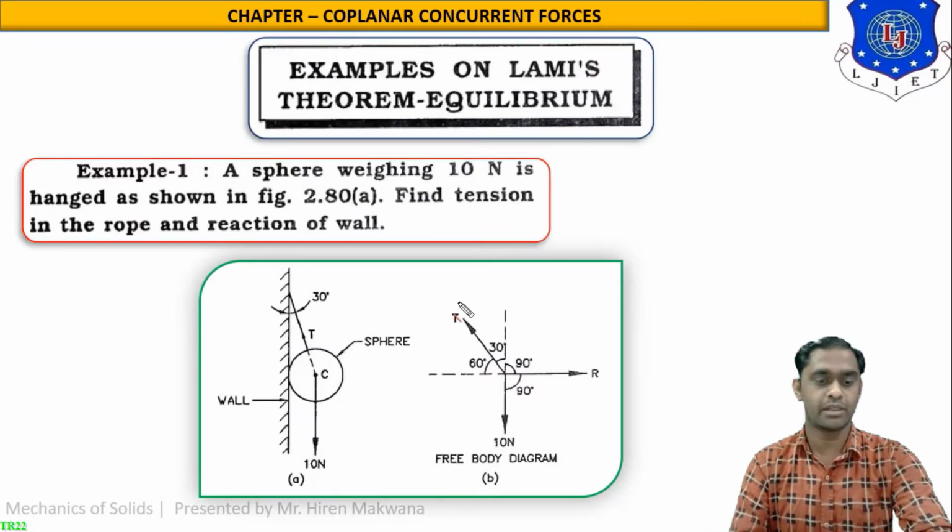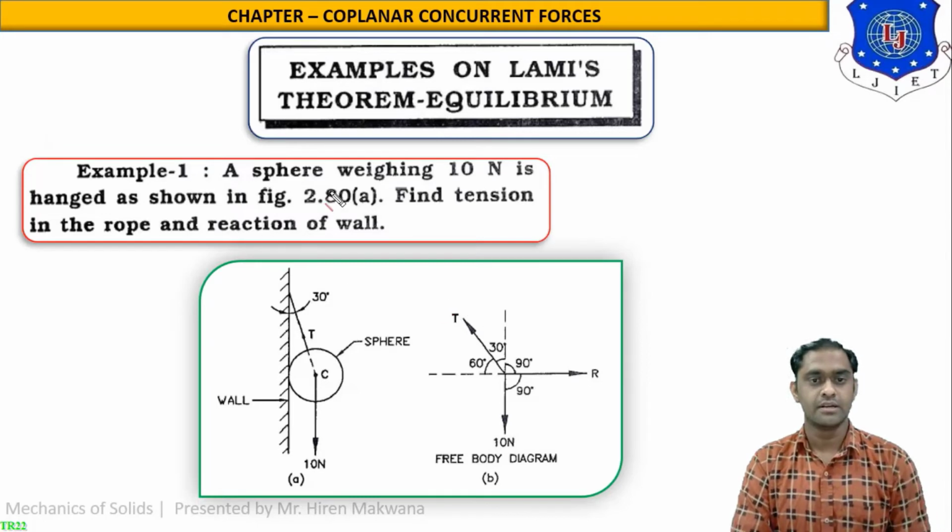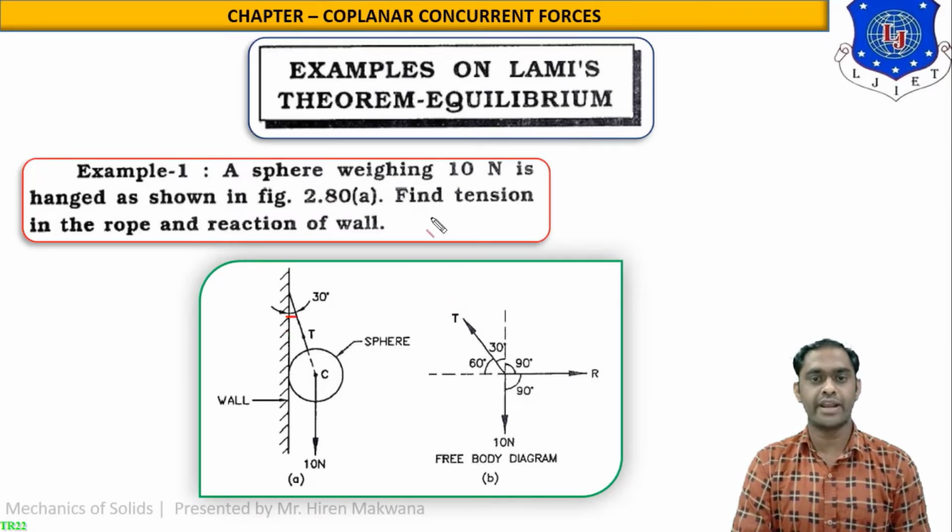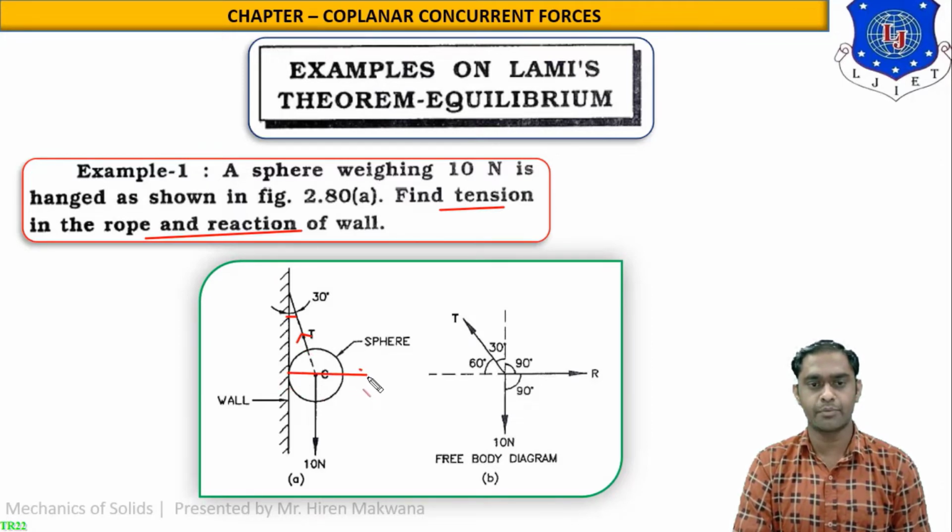Let us see example number 1, which is similar to this. You can see theta is now 30 degrees, and what we have to find is the tension in the rope and the reaction of the wall. So this is the tension T going upward towards the fixed point, and the reaction of the wall will be passing through the point C. So this is the reaction of the wall passing through the center. This is the tensile force T, and this is the vertical load of 10 Newton. So this is the free body diagram.